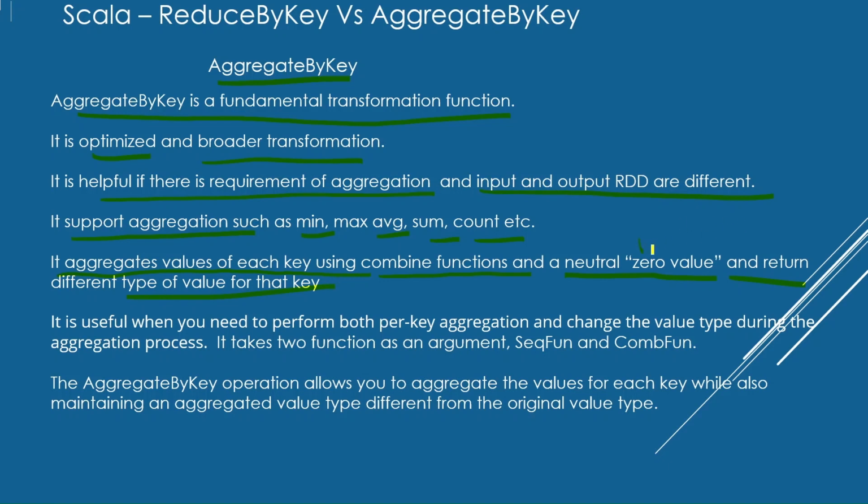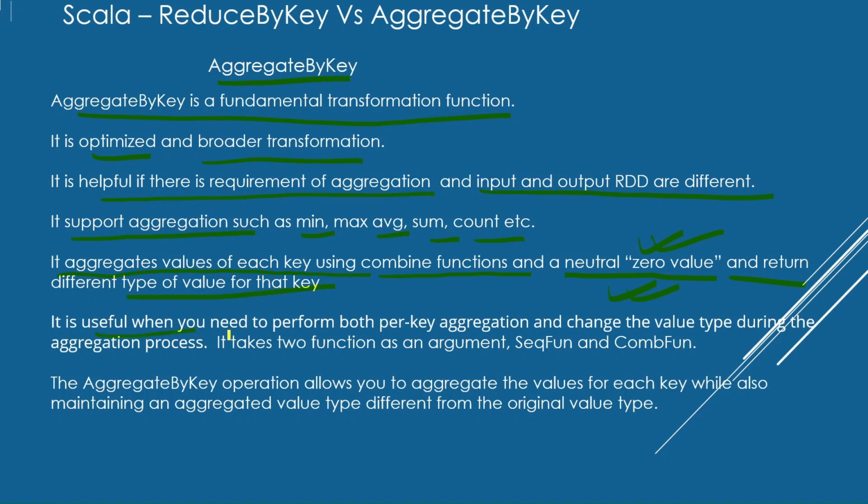So let's understand this zero value. Whenever the aggregateByKey function is applied for an aggregation over a particular partition, first the accumulator is initialized with the zero value for each and every partition. That's why it is said that the zero value is generally used for combining purposes for each key, and it will return a different value for that particular key.